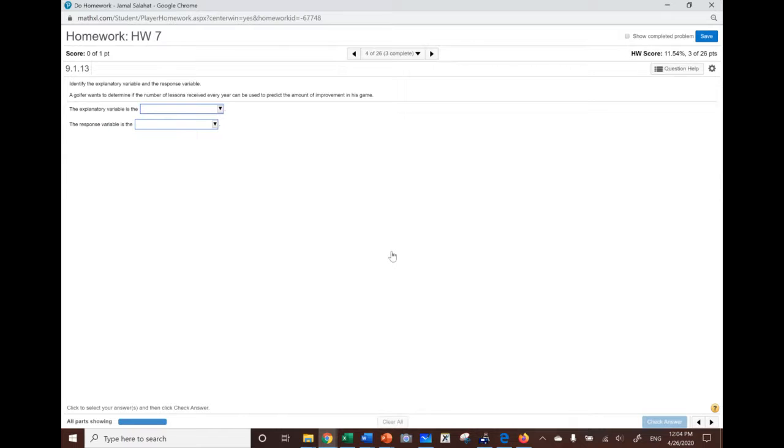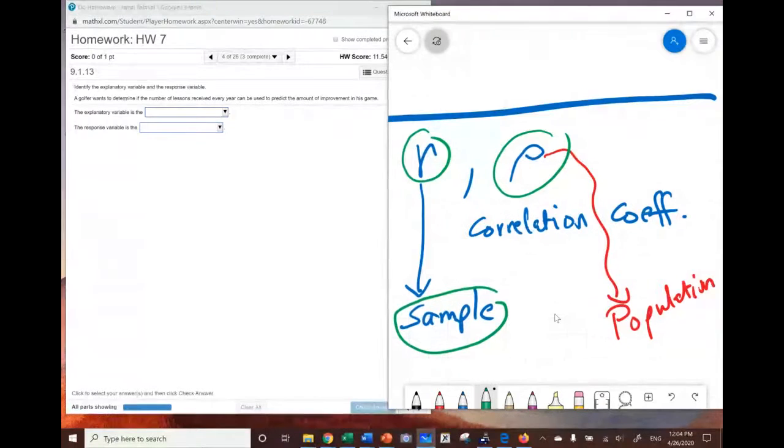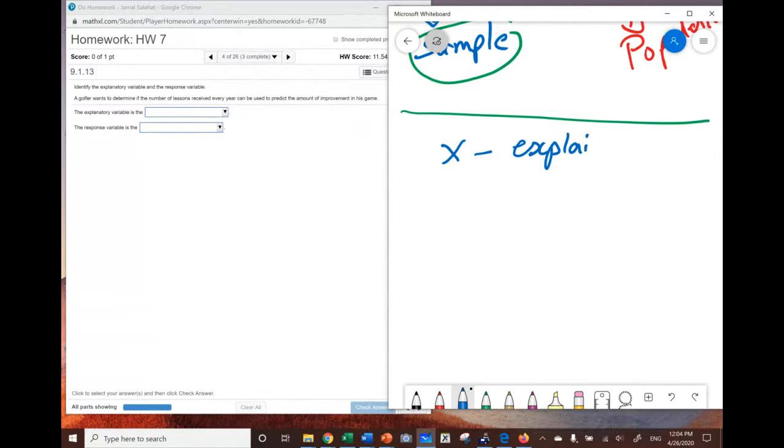Now, the one after that, it says identify the explanatory variable and the response variable. Let me minimize this a little bit and talk a little bit in here. In statistics, there are two variables in this class. In correlation, there are two variables, x and y. We use x to explain y. Therefore, y is the response always, and x is the variable that explains the y.